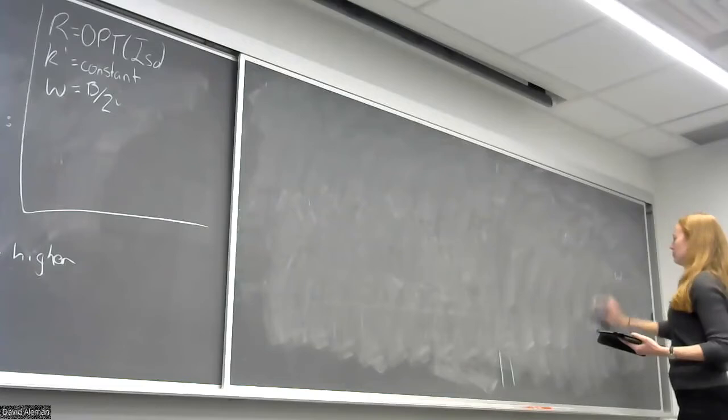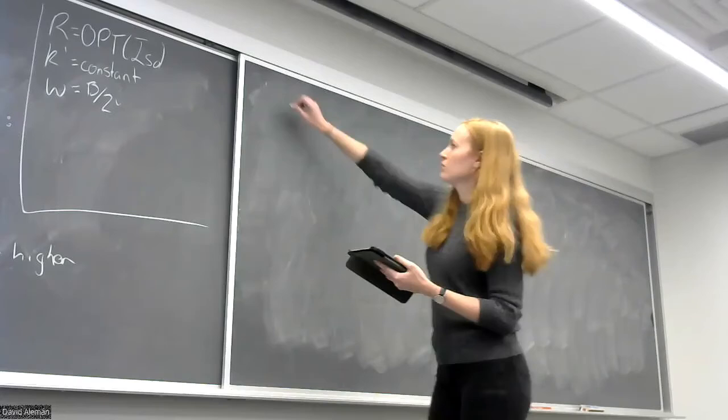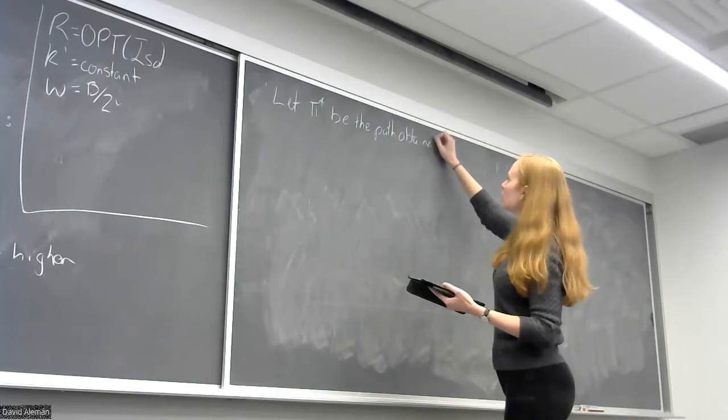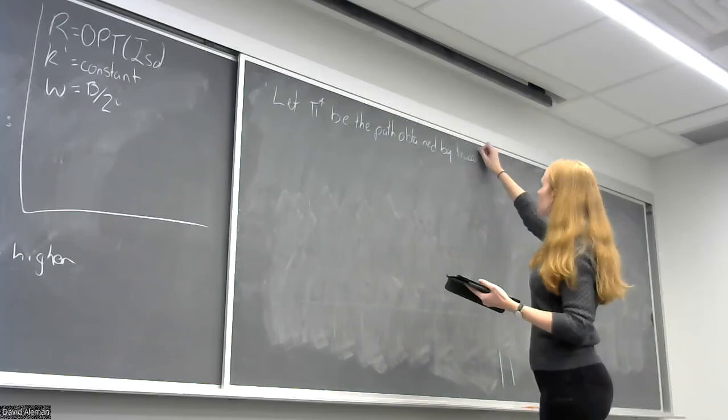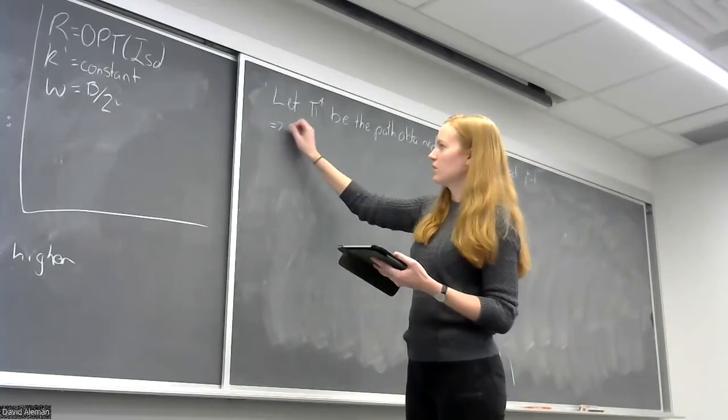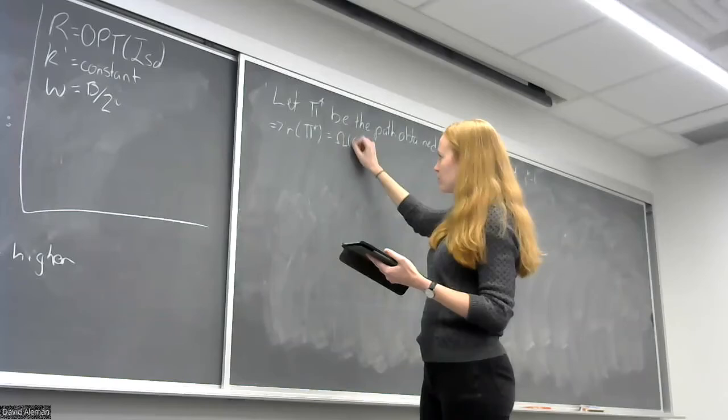Okay, so we have that optimal non-adaptive policy sigma star. So let phi star be the path obtained by truncating sigma star at j star minus 1. So by this lemma, basically we're saying that the value of this truncated path is still a constant factor of opt. Okay, so that's good.